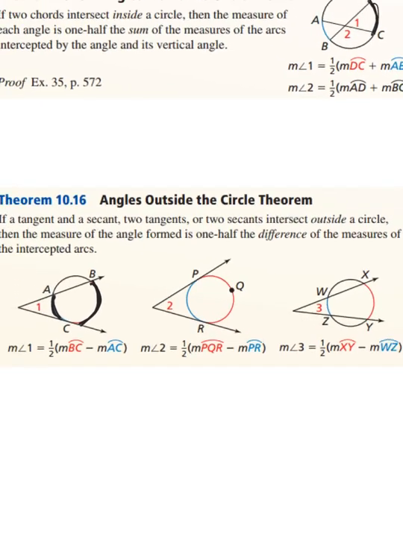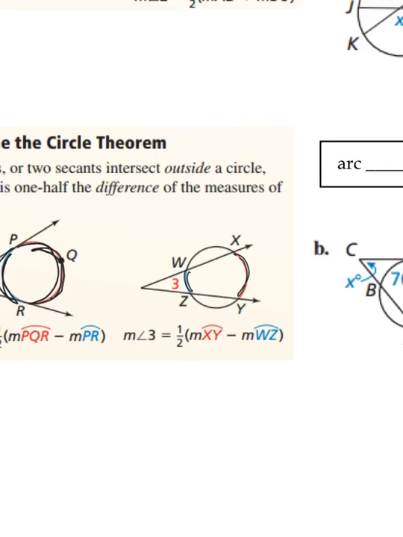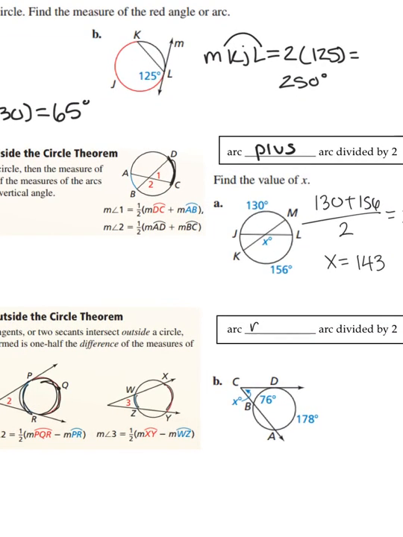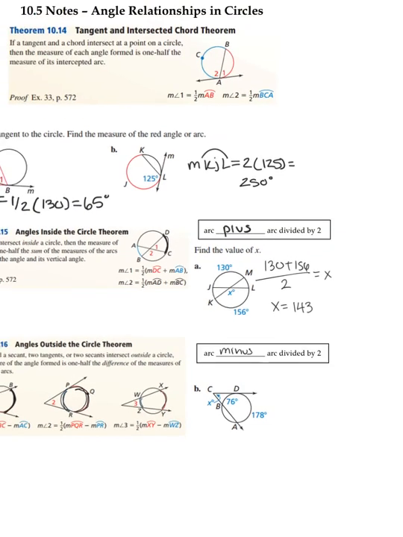In this case, you're doing the same thing. You're doing the outer arc minus the inner arc, and then divide it by 2 to get that angle 2. Over here, same thing. You have two secants this time, but it's still done the same exact way. Outer arc minus the inner arc divided by 2 to give you angle 3. So it's pretty simple. You would just do arc minus arc divided by 2, no matter what type of situation you have. If you have either tangents or secants or a combination of the two, and it creates an angle outside of the circle, that's always going to be the format that you're going to use.